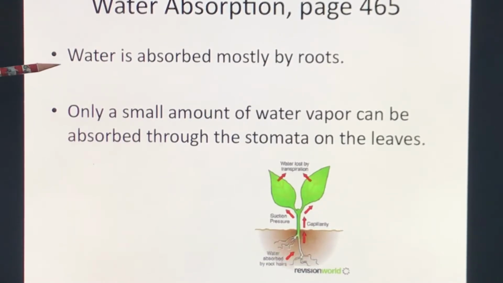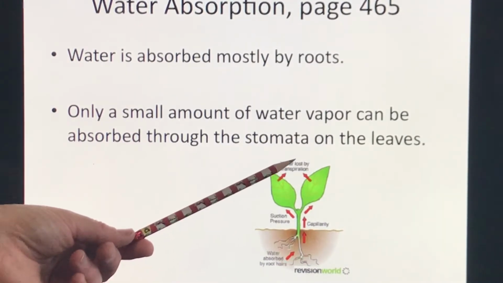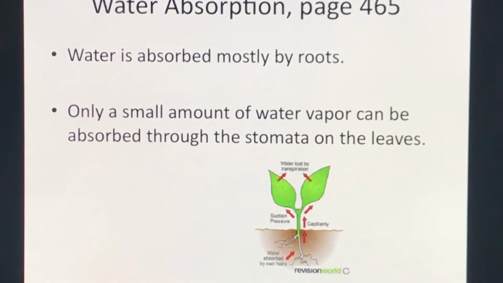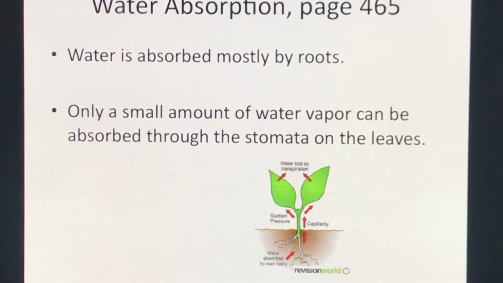So we know that water is absorbed mostly by roots. Only a small amount of water vapor can be absorbed through the stomata. Remember, those are the openings on the leaves. So even when it rains, even though leaves can collect water on their surfaces, they're definitely limited compared to the absorption of water that occurs through the roots. The roots are the primary source of water in the plant.